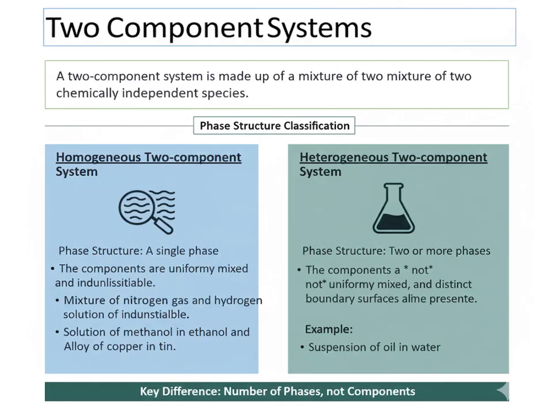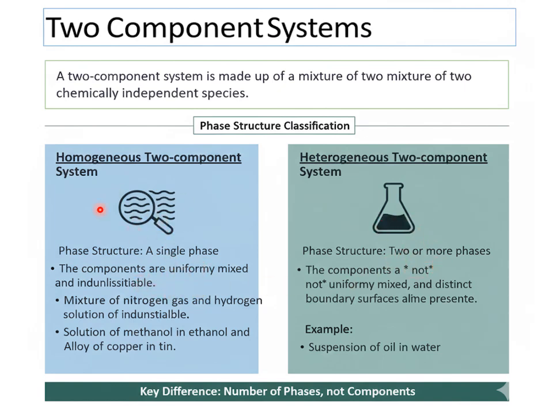Today we're going to continue on two component systems. A two component system is made up of a mixture of two independent species. The phase structure can be classified into homogeneous and heterogeneous two component systems. In a homogeneous two component system, the phase structure is single phase, while in a heterogeneous two component system, two or more phases come together.